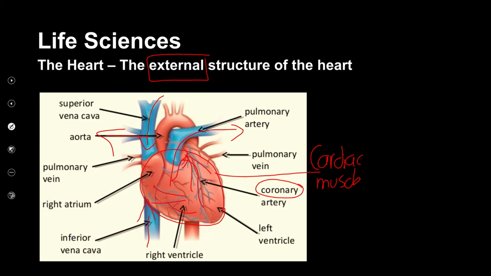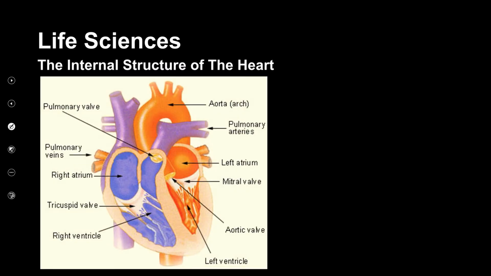So when we look at the basic external structure, that is what we are looking at. You need to be able to label these. Then the next diagram you must be able to label is the internal structure of the heart. On the outside, what did we look at? We saw it was this muscle. We saw that it had tubes. But on the inside, we need to understand that the heart is divided into a left-hand side.